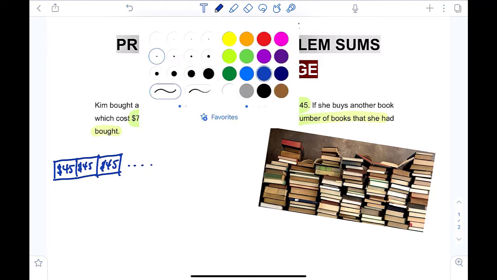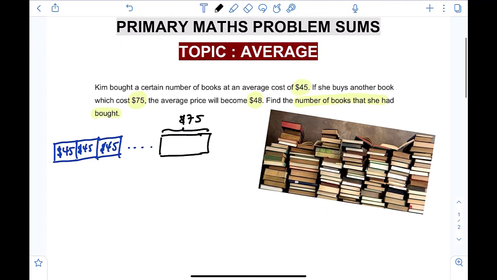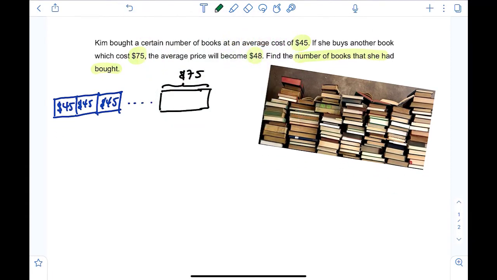And then there is also a final book that if, for example, this person bought, it will change the average, it will increase the average. And this particular book is costing $75. Alright, now let's say this person buys this book. What will happen is that the average price of all the books will become $48.